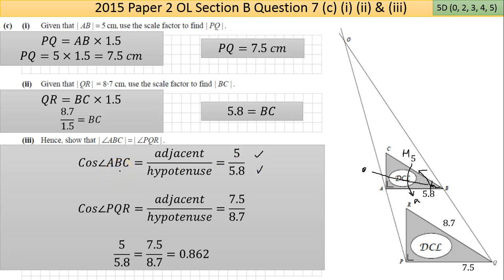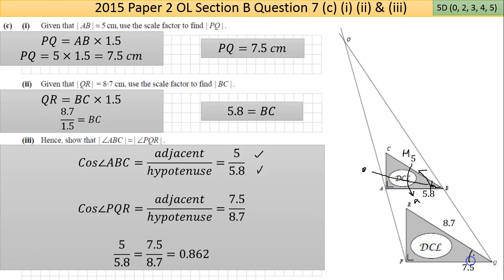And I don't actually need to find the angle. Okay, I could if I wanted to, but I don't need to. If that fraction equals the other fraction, then the angles are equal. So I'm looking for cos PQR. Now this is done correct, so the apex 7 is longer. The hypotenuse should be the longer side. The adjacent there is 7.5.